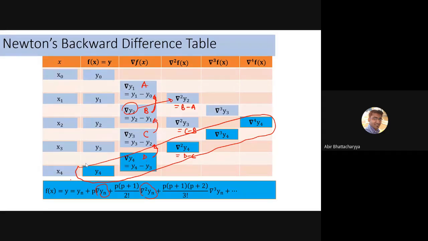Is that clear to all of you? In Newton's forward formula, we used the forward inclined values. Now we will use the backward inclined ones. Please let me know if it is clear. If you have any doubts, please ask me.